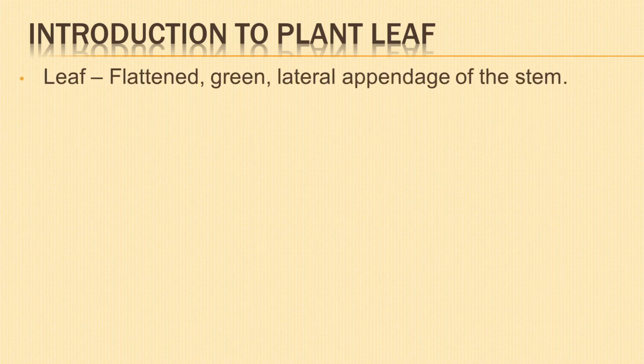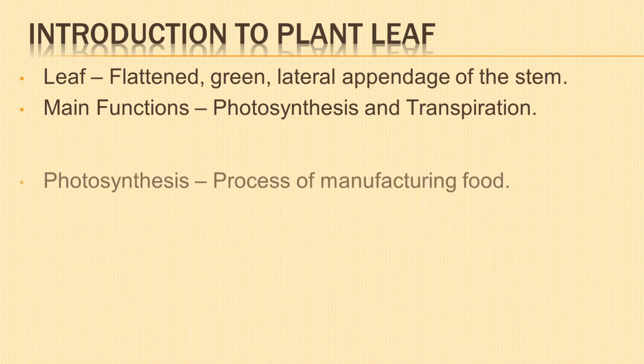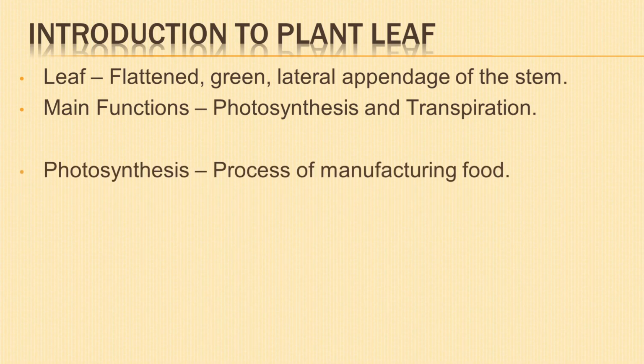Leaf is a flattened, lateral appendage of the stem originating from a node. They are generally green in color due to the presence of photosynthetic pigment, namely chlorophyll. The main functions of the leaf are to perform photosynthesis and transpiration. Photosynthesis is the process by which green plants manufacture food from raw materials like carbon dioxide and water in the presence of sunlight and chlorophyll.